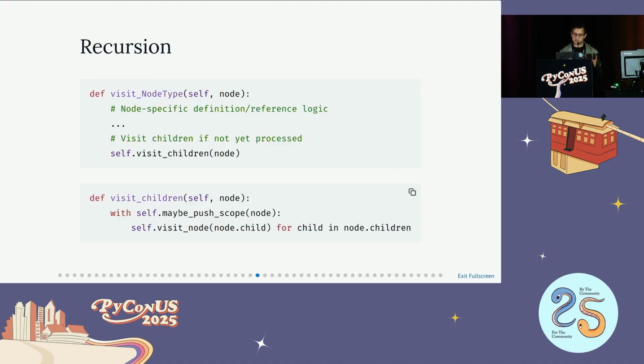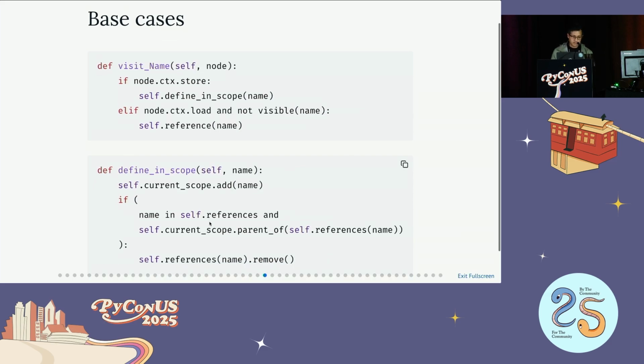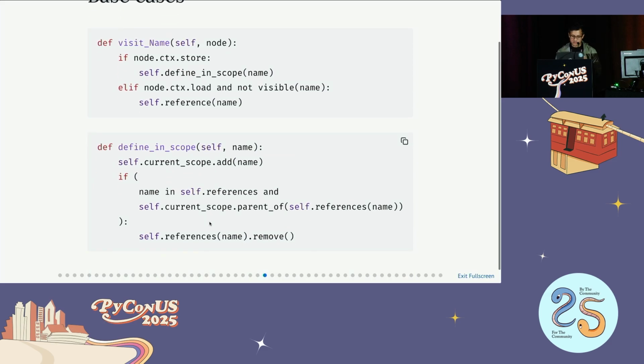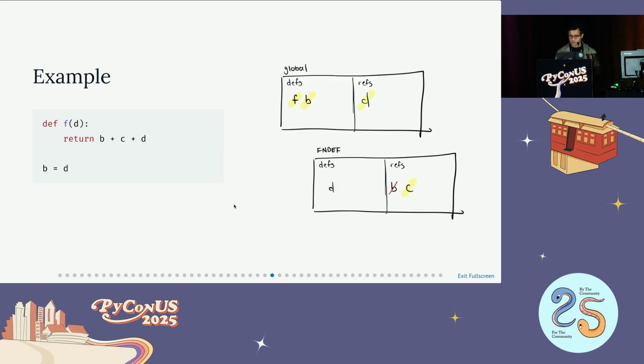So for example, if it is a function definition, you push a new variable scope, and then you visit that node's children as well. The base case is visiting name nodes, where you just define the variable. The defining-in-scope function is basically just adding the variable to your set of definitions, and then you optionally may need to remove a reference from your set of references if it resolved a variable that was not yet resolved. This is a worked example.